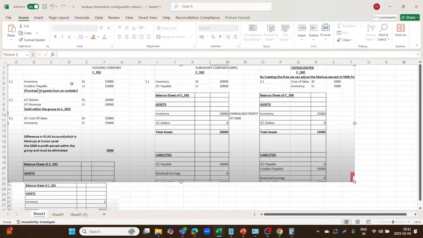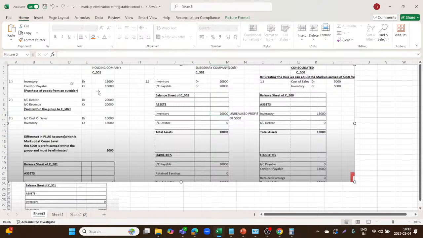The holding company has purchased goods from an outsider. So the entry that the holding company will do is inventory account debit, creditor payable account credit of 15,000. It means the holding company has purchased the goods from an outsider, so inventory will increase, and it has not paid the amount yet, so the credit we will be doing with the creditor payable. So 15,000 amount of inventory has been purchased, so debit 15 and credit 15.